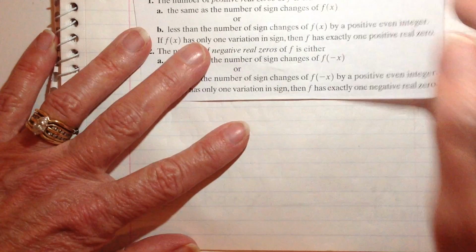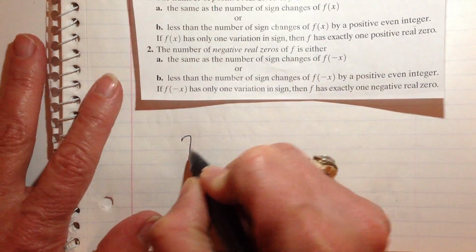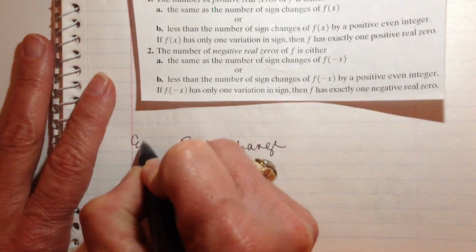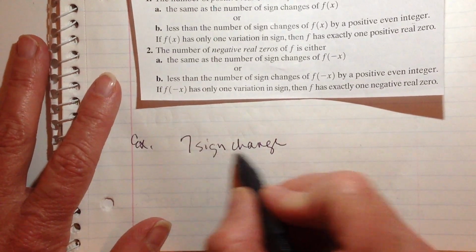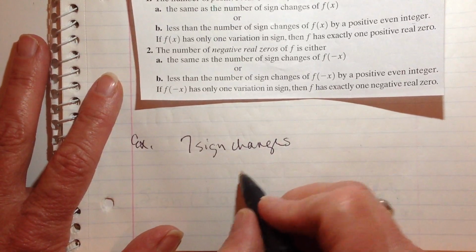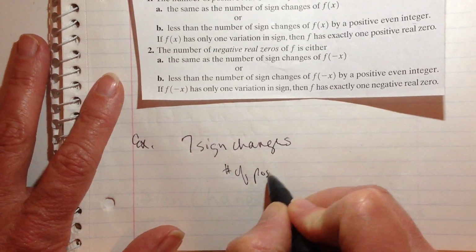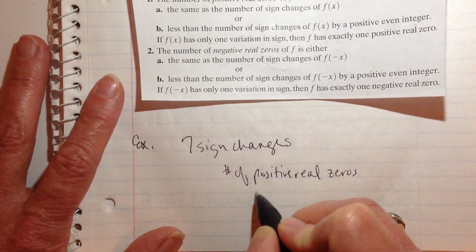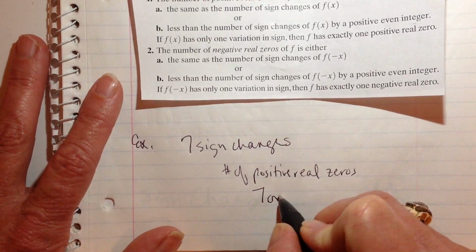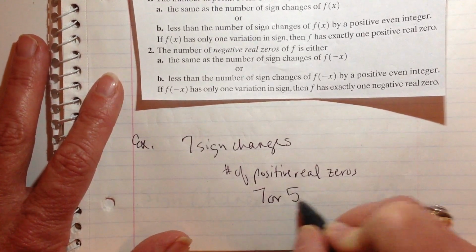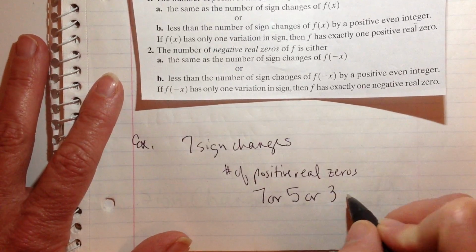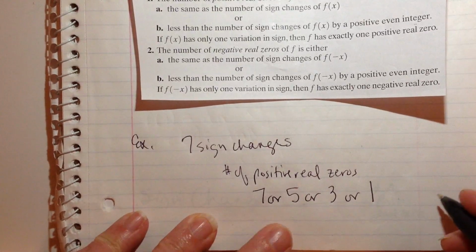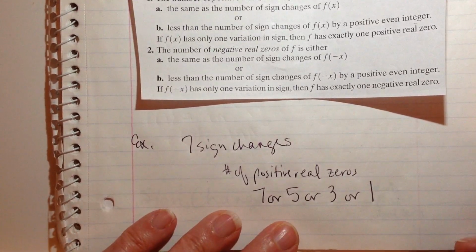For instance, let me also say that you had 7 sign changes. Now this is just an example. Say we had a polynomial that had 7 sign changes. Well, our number of positive real zeros would be 7, or what's 7 minus 2? 5. What's 5 minus 2? 3. What's 3 minus 2? 1. And you never can go below 0. You can have 0, but you cannot have a negative number of zeros.